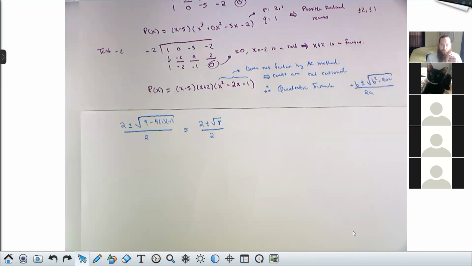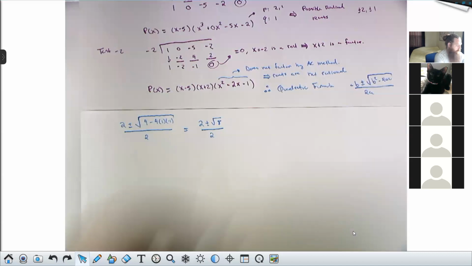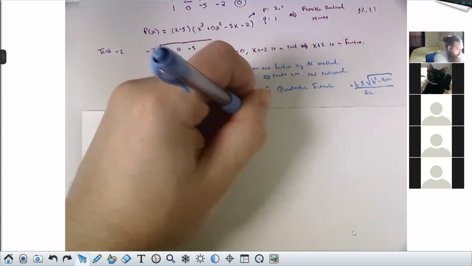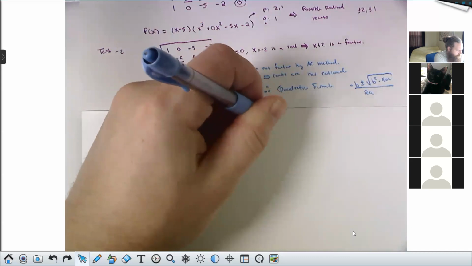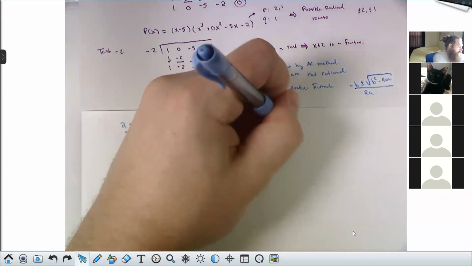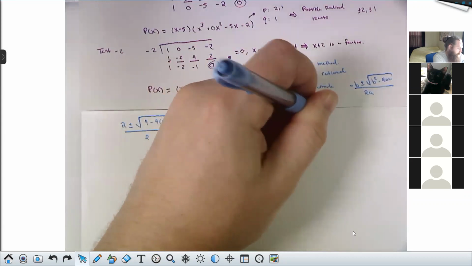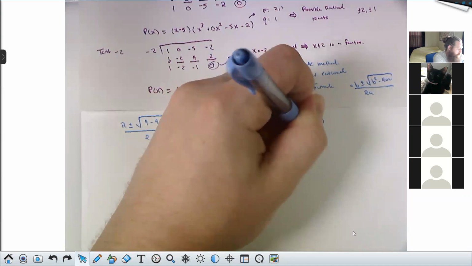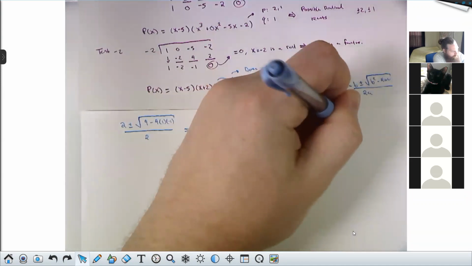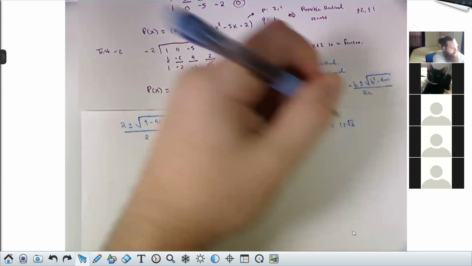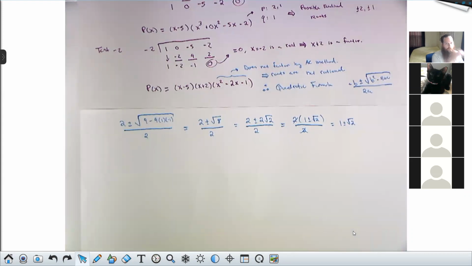Remember, 8 is 4 times 2. So the square root of 8 is the square root of 4 times the square root of 2. And the square root of 4 is 2. So this is 2 plus or minus 2 root 2 over 2. And you can factor a 2 out in the top, and you get 1 plus or minus the square root of 2 over 2. Cancel the 2's, and you get 1 plus or minus root 2. So the roots of that quadratic are the two numbers 1 plus the square root of 2 and 1 minus the square root of 2.